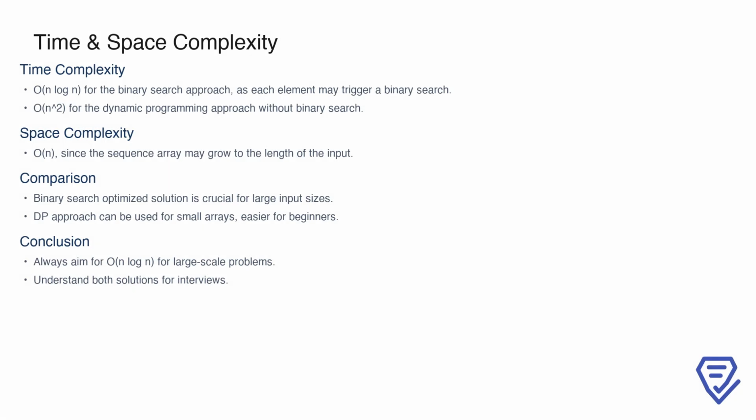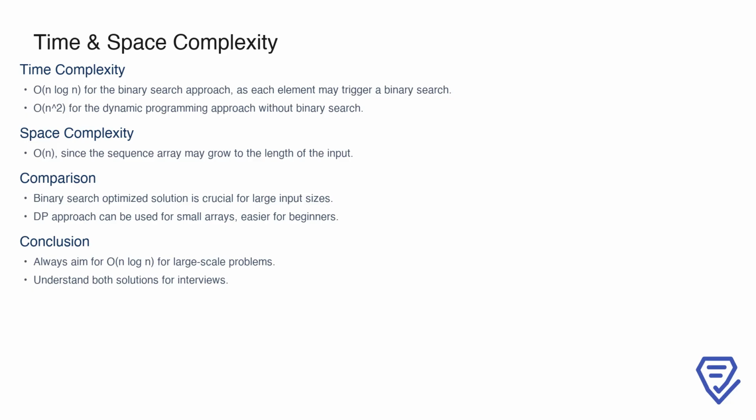Analyzing LeetCode problem number 300, the binary search algorithm runs in O(n log n) time. As every number in nums is processed, a binary search is performed on the sequence array, which may have at most n elements. In contrast, a naive dynamic programming solution requires two nested loops, resulting in O(n squared) time. Space complexity for both approaches is O(n), as we need to store sequence information or DP tables for up to n elements. In practice, the binary search approach is preferred for large arrays since its efficiency scales well.